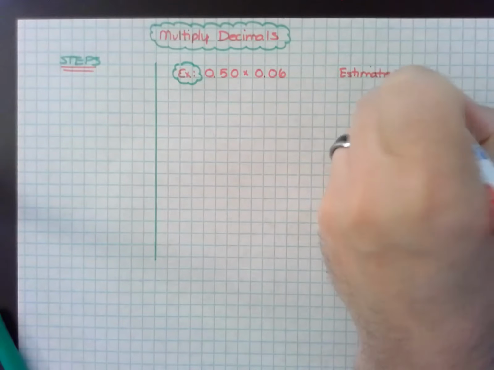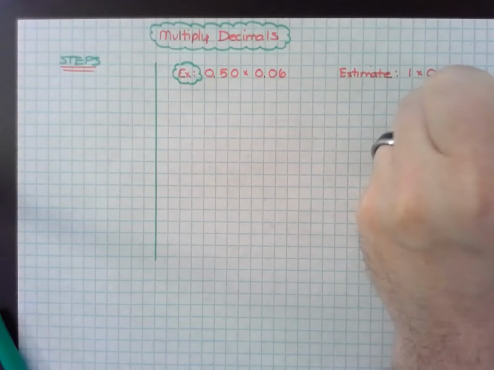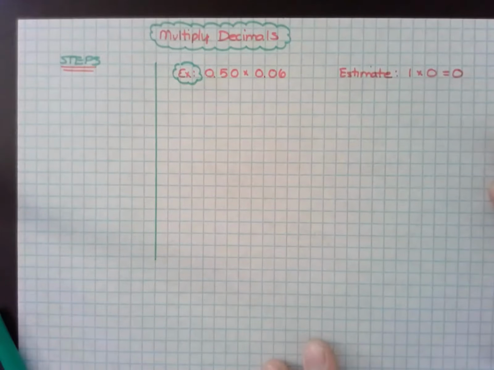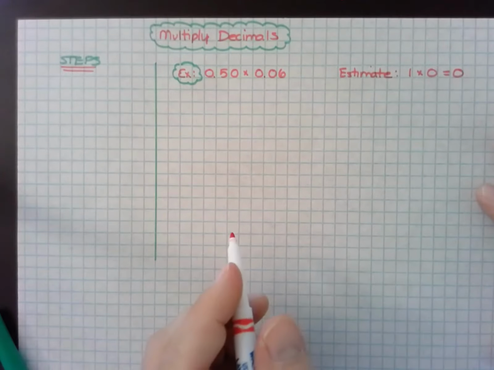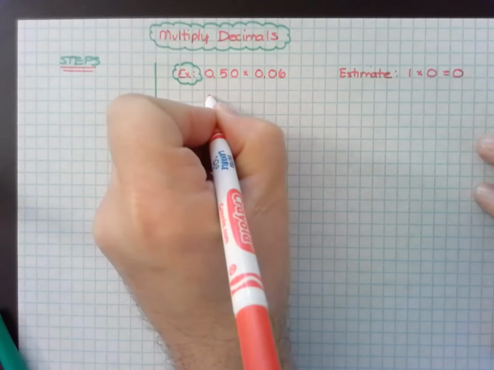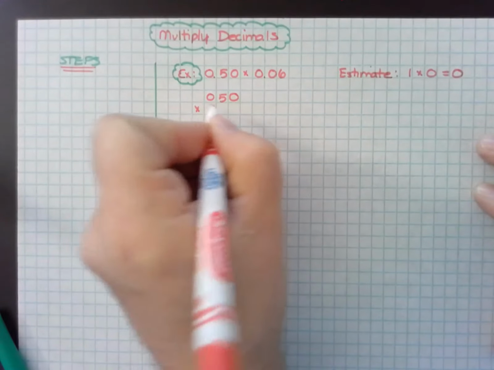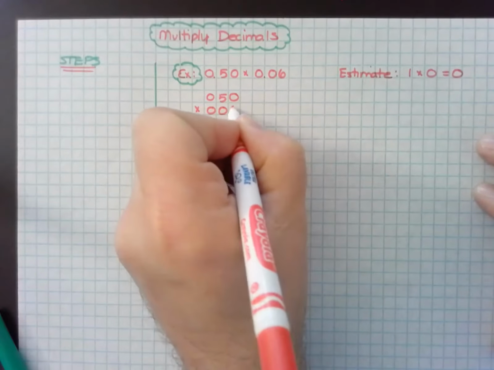.5 rounds up to 1, and .06 is pretty close to 0, and so my answer should be pretty close to 0. So let's go ahead and set this up and line up the numbers. So I have 0.50 times 0.06.